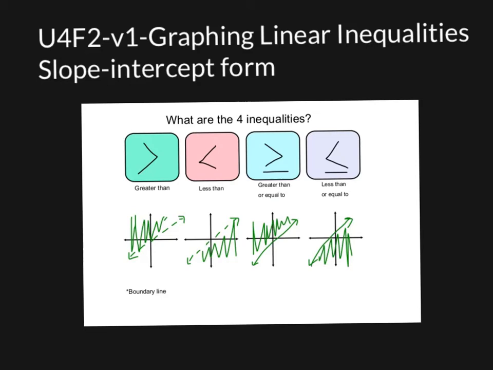Alright, this is Unit 4, Formative 2, Video 1, Graphing Linear Inequalities in Slope-Intercept form. Okay, so now we're going to be using some inequalities like we had in the past. So we have greater than, less than, greater than or equal to, and less than or equal to, just like when we graphed equations. Okay, the difference is when we have our line, it's either going to be dashed or solid, or we're going to shade above or below.